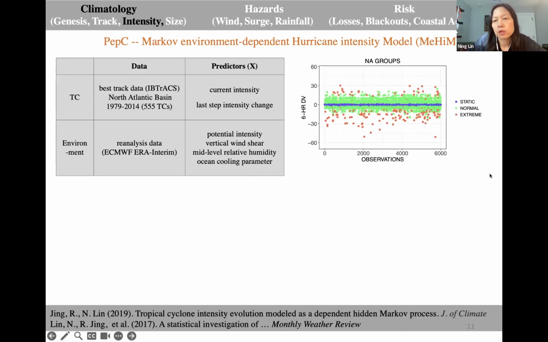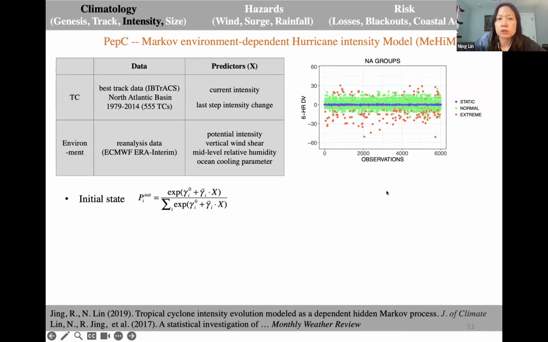But we found through some clustering analysis that storm intensity change is actually different somehow. By pure statistical clustering, we ended up with 3 groups of intensity change. The first group is nearly 0 change, we call the static group. The second group is very large change in both directions, large increase or large decrease, we call the extreme group. And then there's a group in between, we call normal. That indicates that we cannot use a homogeneous model to model all of them.